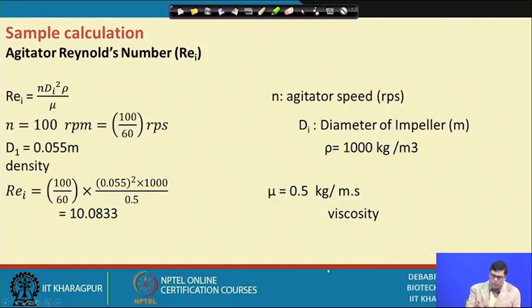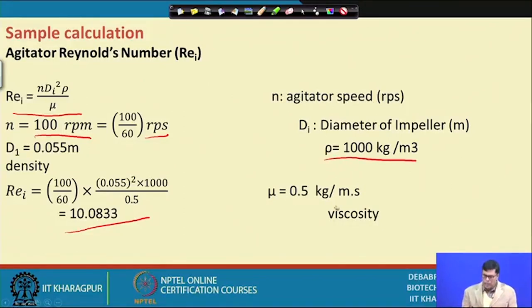If you look at the Reynolds number, how do you calculate the agitator Reynolds number? You know, RPM is, say, 100 RPM. We can write this as RPS, 100 by 60 revolutions per second, and DI is 0.005 millimeter, and then we can find out the Reynolds number. We know the rho value is 1000 kg per cubic meter, and viscosity is 0.5 kg per meter per second. So, the Re value can be easily calculated.